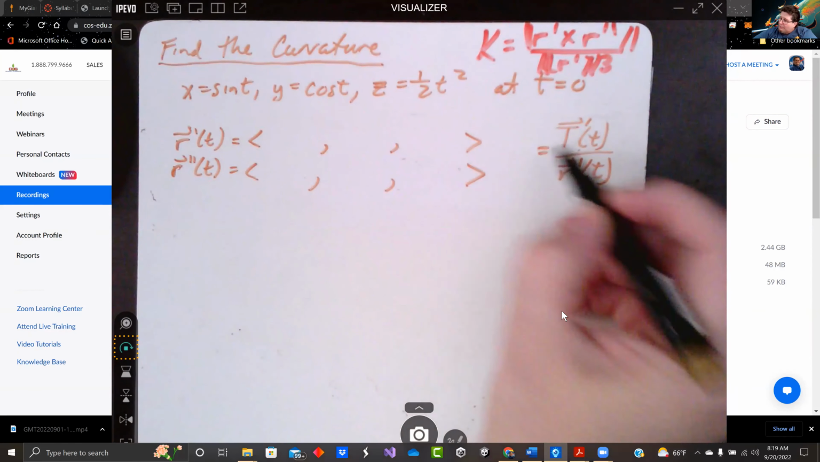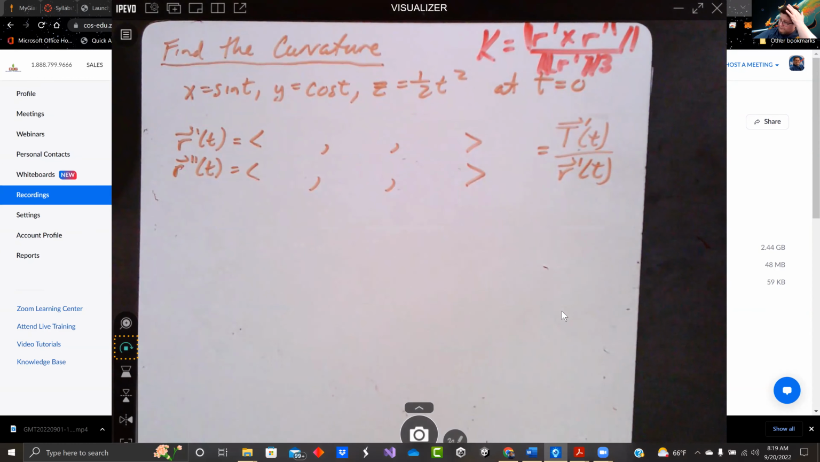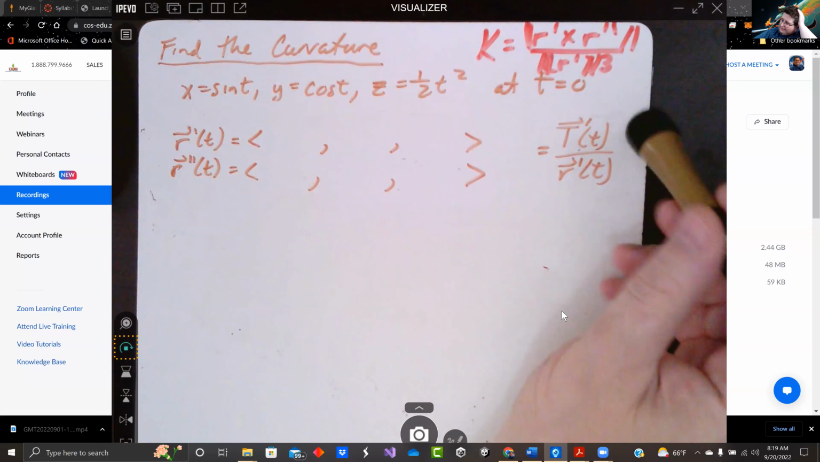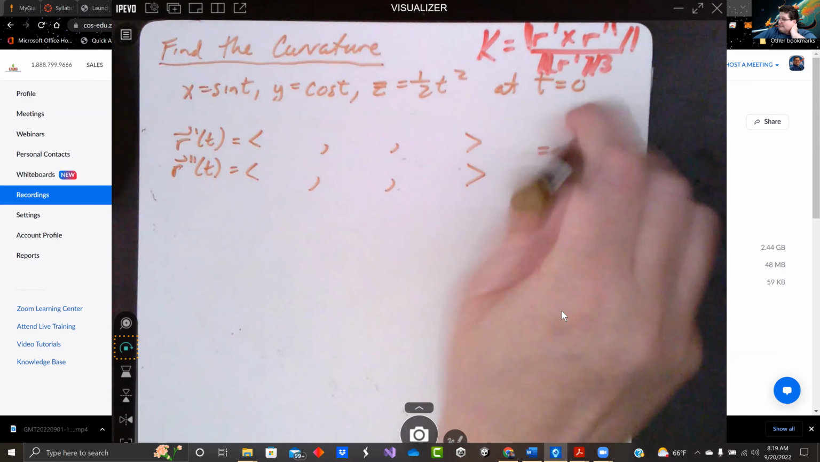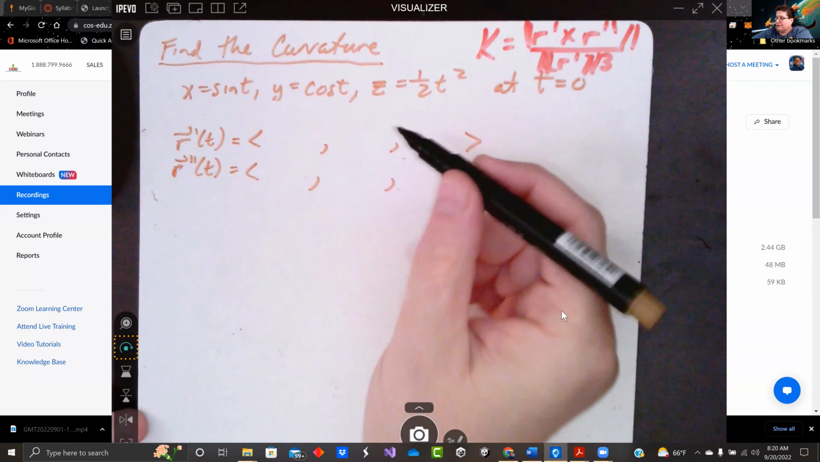Yeah, that's another way as well, but I'm not doing that way right now. Finding T is more pain than you need for this. Because let's face it, dividing by the magnitude of R prime in the first place and then taking the derivative, that's where you can get a sucky step. But going from R prime to R double prime, generally you don't have that.